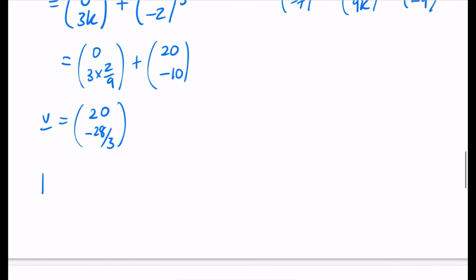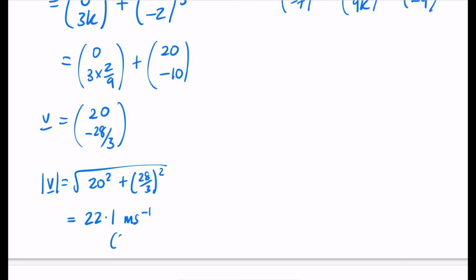So to find the speed, I'm literally just going to do Pythagoras. So I will do my 20 squared. I personally just ignore the negative sign because it just feels like extra typing. So I'll do 20 squared plus 28 over 3 squared. Square root my answer, and I get that the speed is 22.0705 or 22.1 meters per second to 3 significant figures.